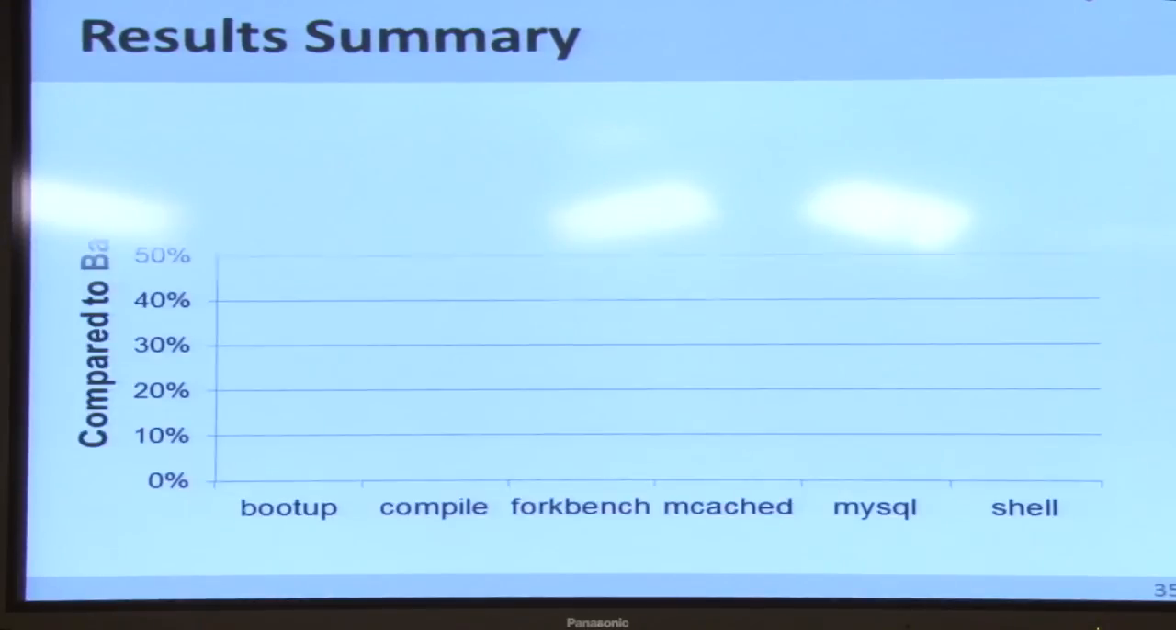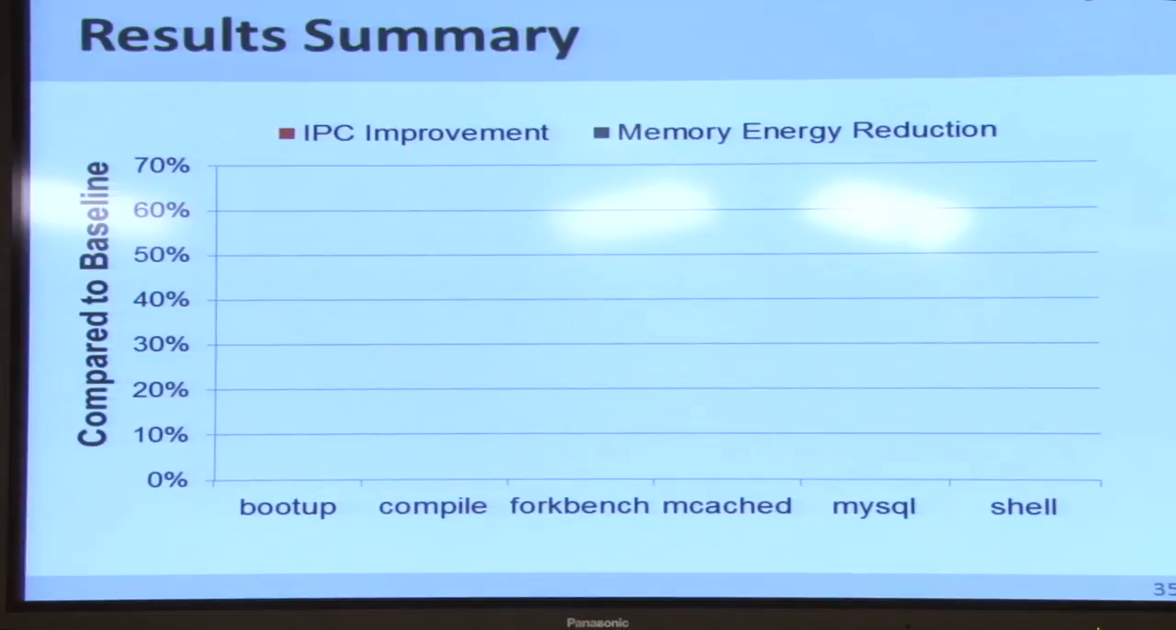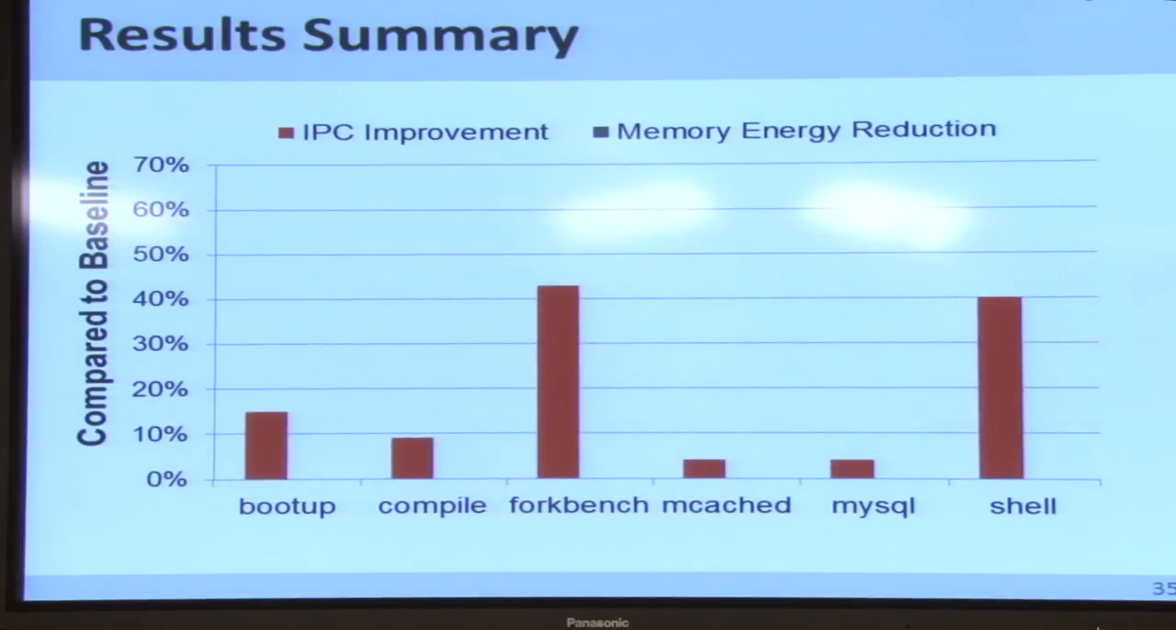So in summary, we evaluated a bunch of different applications, which had varying levels of copying and initialization. And so the x-axis here is the applications that we evaluated, and the y-axis is basically comparison to a baseline, which is today's system, where you read the data into the processor caches, and then potentially write them back at a later point in time. Right. So this is like the performance improvement for each of these applications.